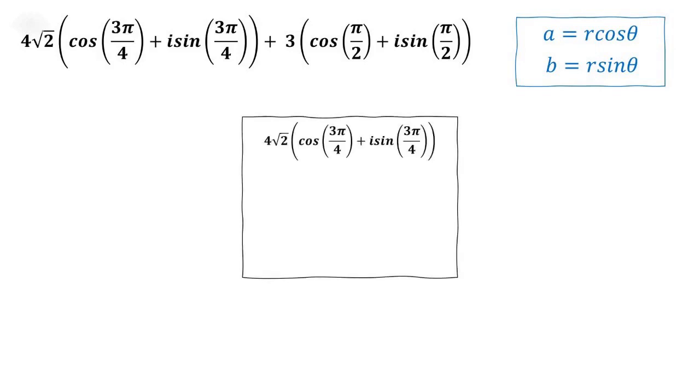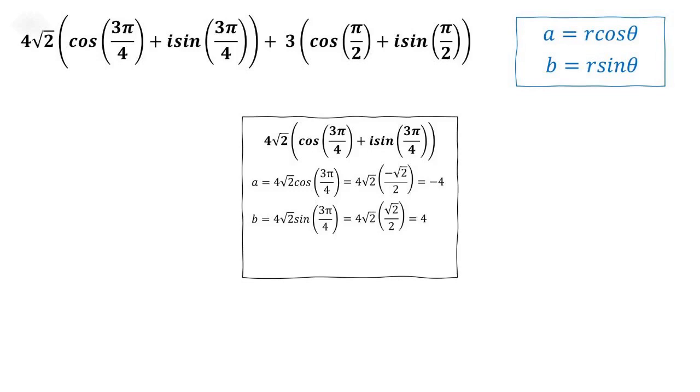So for 4 root 2 times cosine of 3 pi over 4 plus i sine of 3 pi over 4, the a value is calculated as 4 root 2 cosine of 3 pi over 4, and the b value is calculated as 4 root 2 times sine 3 pi over 4. And for a, that would equal 4 root 2 times negative root 2 over 2, giving us negative 4. And for b, it's 4 root 2 times root 2 over 2, giving us 4. So the rectangular form of this number is negative 4 plus 4i.